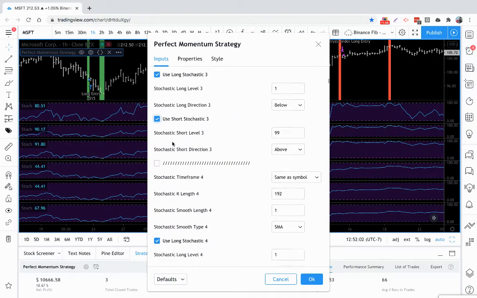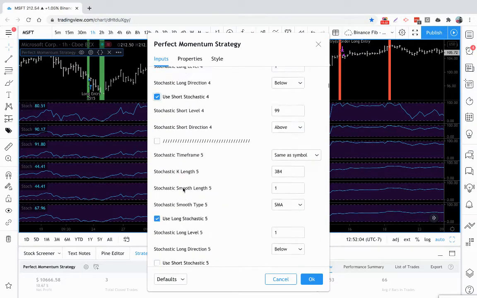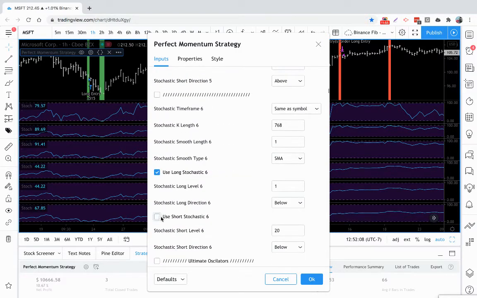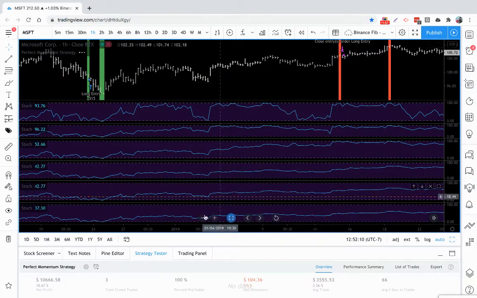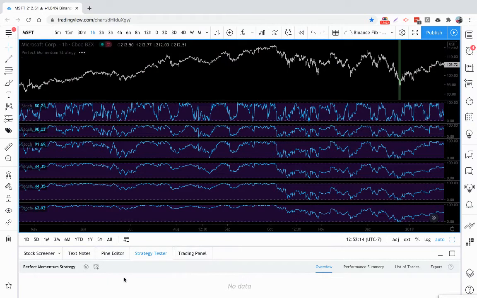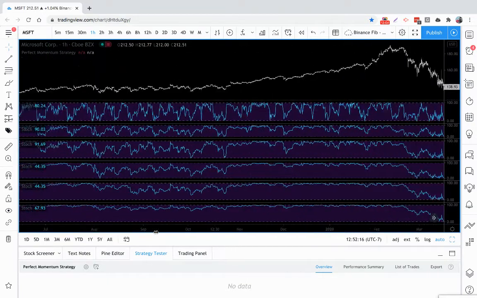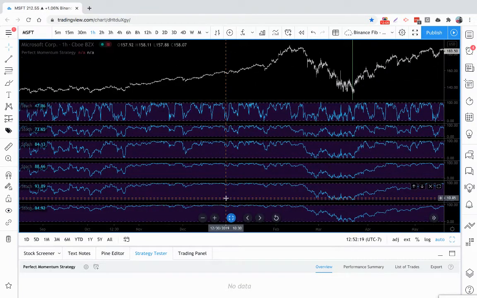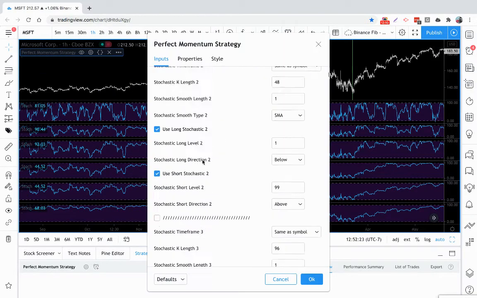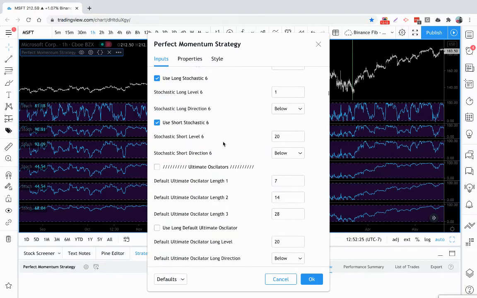Go here. Use this stochastic. So they're all going to be above 99 now. Let's see where we exit now. What happens to our profit and everything else? Okay, that may be too extreme of a setting. Let's try on the last stochastic, maybe a 97, for example.